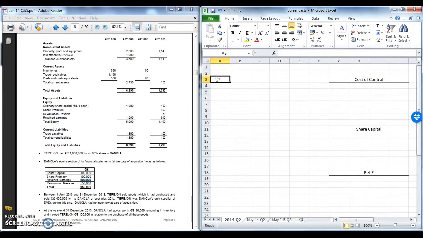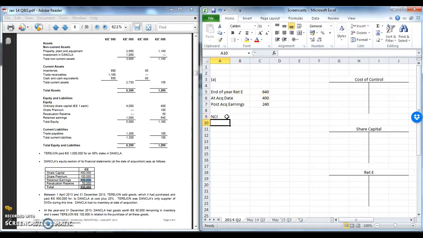So if we look at here, so end of year retained earnings is 640. At acquisition date is 400. Therefore the post acquisition earnings must have been 240,000. So the profit for the year for Dankla between April and December must have been 240,000.